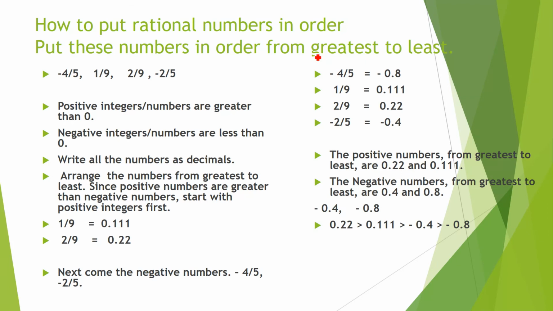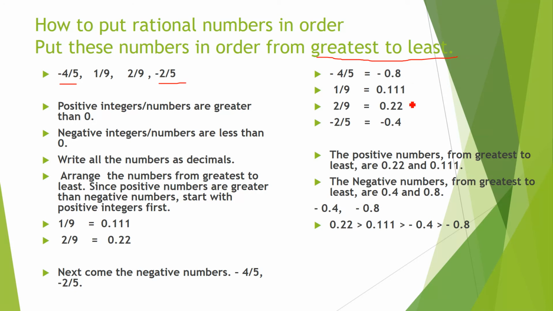We will discuss one more question. In this question, again they are asking for greatest to least order. Here you can see that we have two rational numbers with the negative sign, minus 4 over 5 and minus 2 over 5. The same points I have mentioned here, you can read it and understand it. But here I will explain that minus 4 over 5 is equal to minus 0.8, 1 over 9 is equal to 0.111. Similarly, minus 2 over 5 is equal to minus 0.4. If you want, you can use your calculator or do it manually. You will get the same answer.